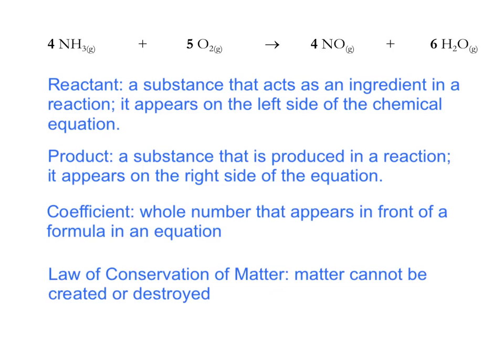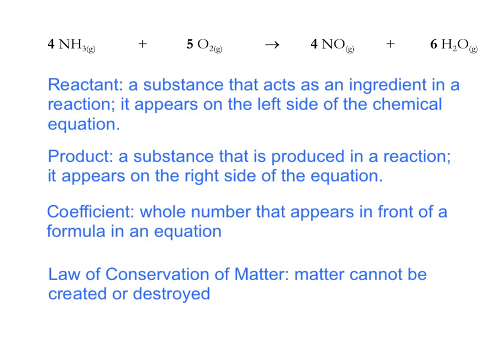Finally, the law of conservation of matter just means that matter cannot be created or destroyed. And so what we have in a chemical reaction is that the atoms are rearranged, bonds are broken and bonds are formed, but no atoms are created or destroyed. So the law of conservation of matter then becomes the basis for how we're going to balance an equation.